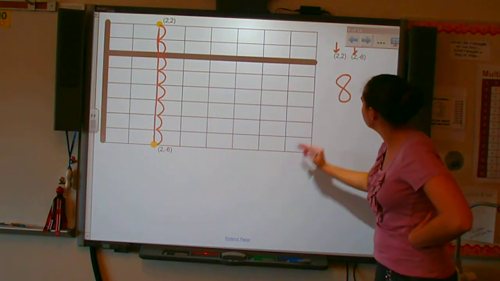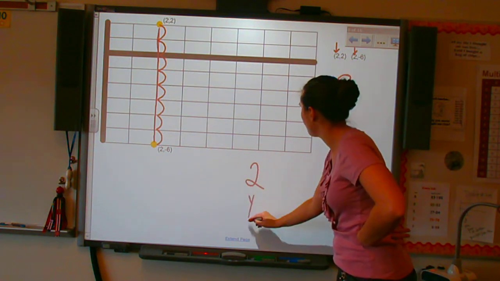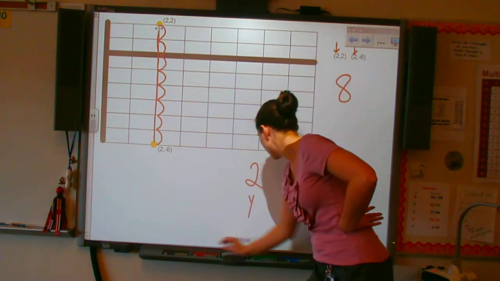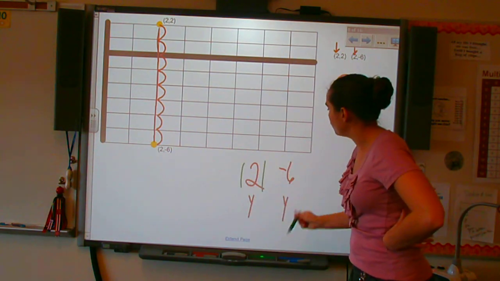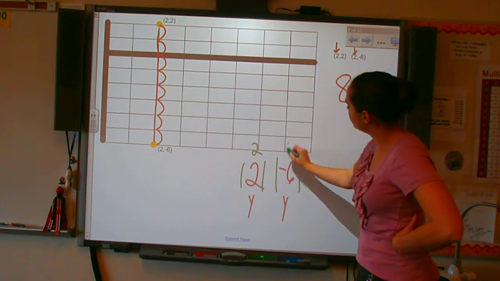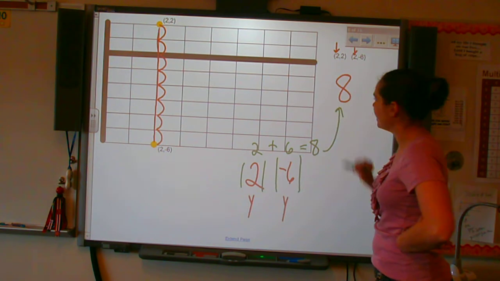But notice, remember, the two numbers I'm concerning myself with are the 2, which was a y value, and negative 6, which was a y value. My absolute value for 2 is 2. My absolute value for negative 6 is 6. 2 plus 6 is 8. My distance is 8.